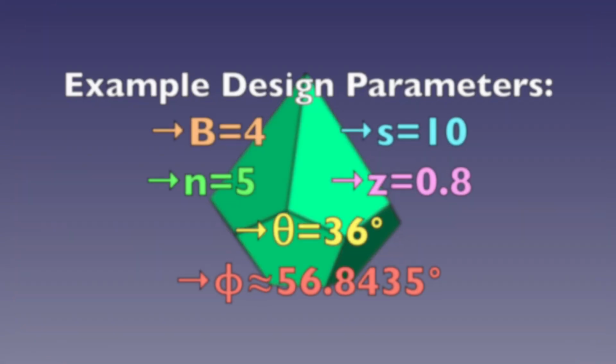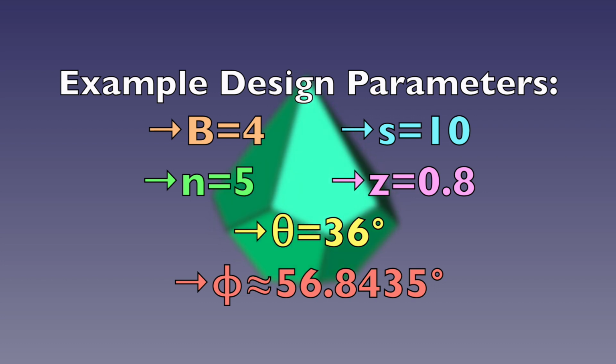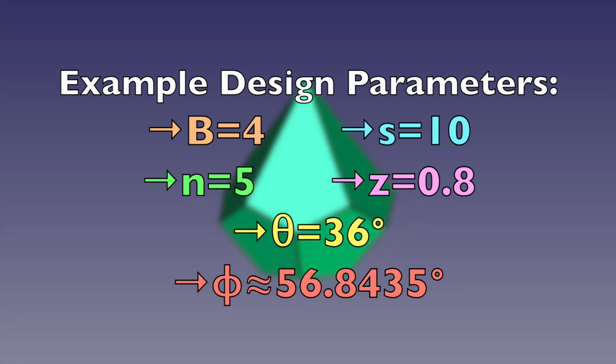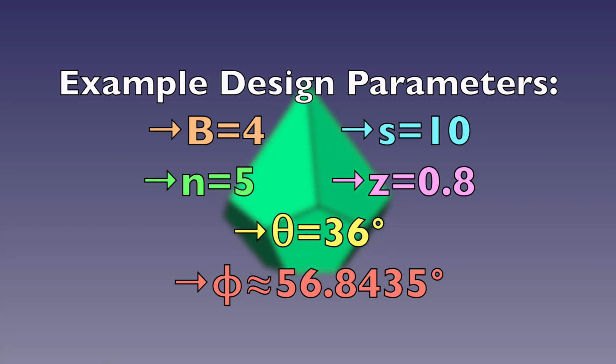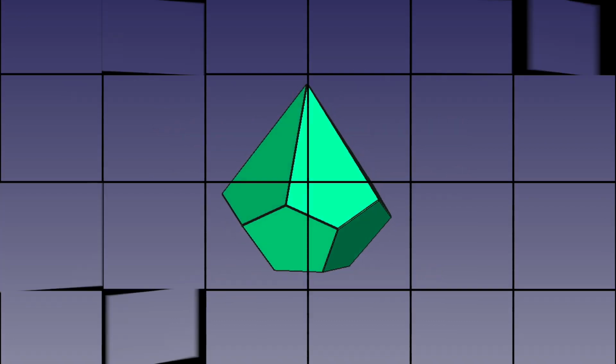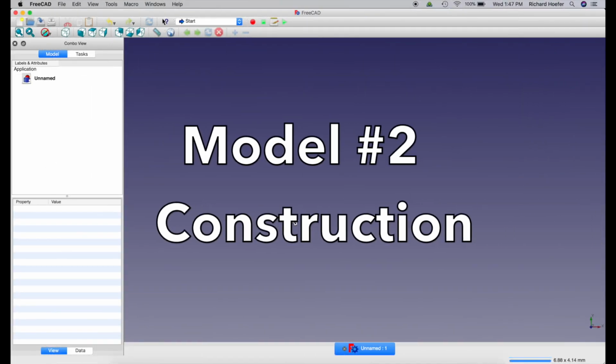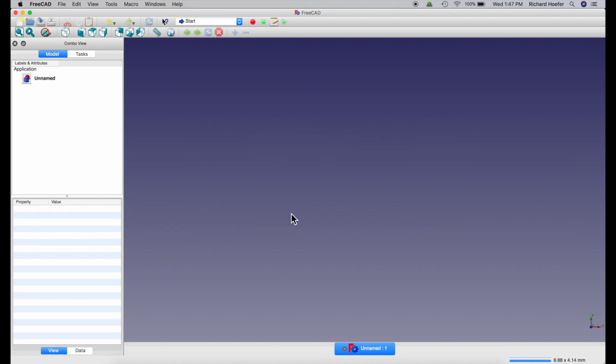For this example, we will be using a b value of 4, an s value of 10, an n value of 5, a z value of 0.8, and a theta value of 36 degrees, which will result in a phi value of approximately 56.8435 degrees. The first step, like before, is to sketch out the three polygons which will serve as the foundation of this model.